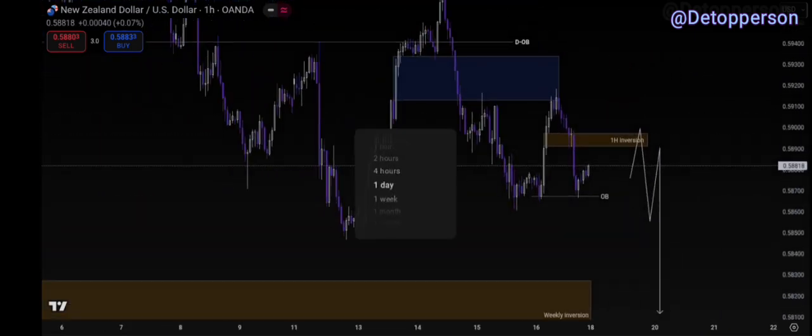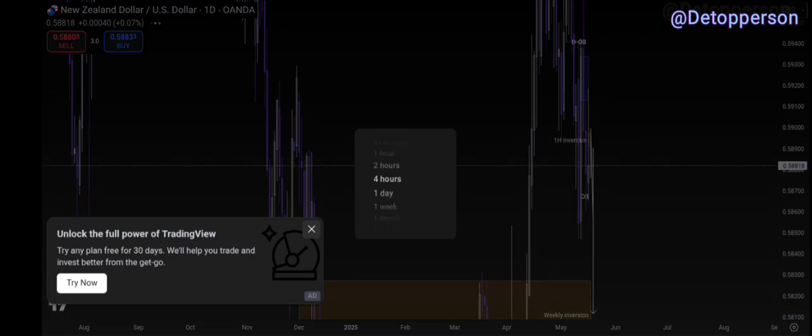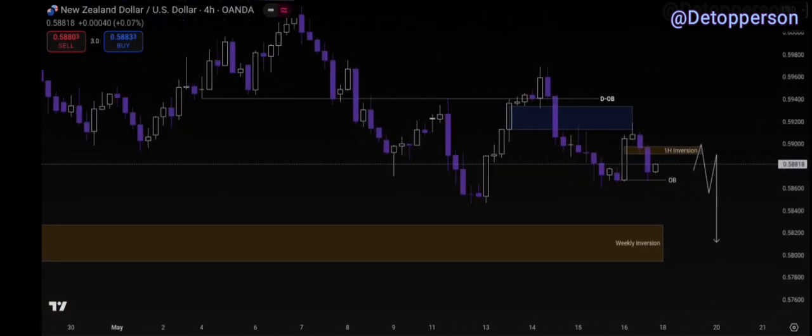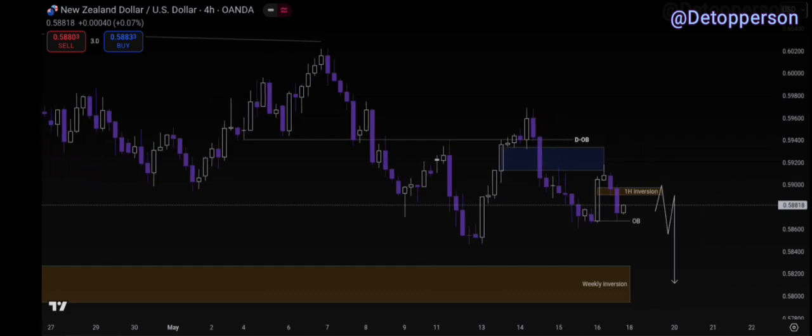Let me just go back to the 4 hours time frame. If you want to take a screenshot of my analysis, you can just do so. So this is it right here.